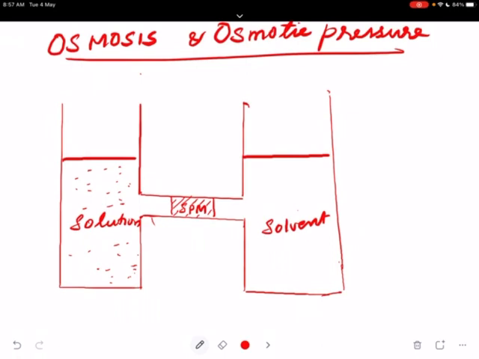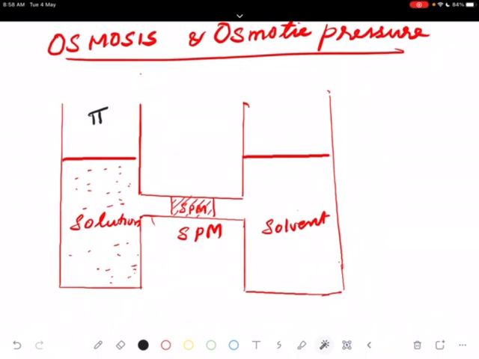After some time, you will see the level of the solution will be increasing. Now, what we are doing, we are applying a pressure, that is pi, just to stop the flow of the solvent.